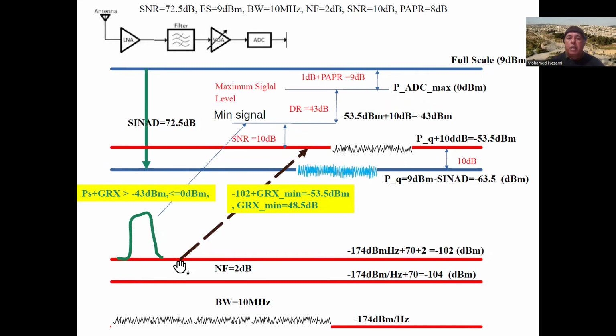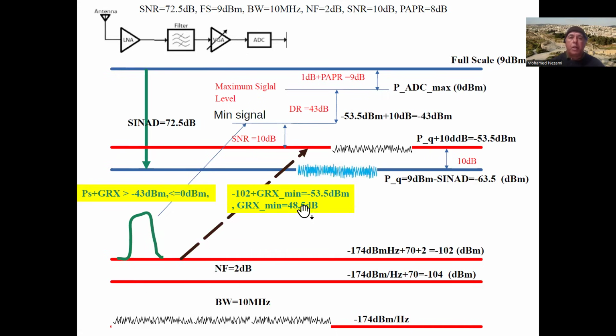The minimum gain comes from here because I need my noise floor, the thermal noise, equivalent noise in the front end, I need that to be raised at the ADC input so that it overwhelms the quantization noise of the ADC by 10 dB. So that means minus 102 plus the minimum gain on the front end to be at minus 53 dBm, which, if you solve for G minimum, means 48 dB. So then the overall gain of the whole front end has to be at least 48.5, or say 50 dB.